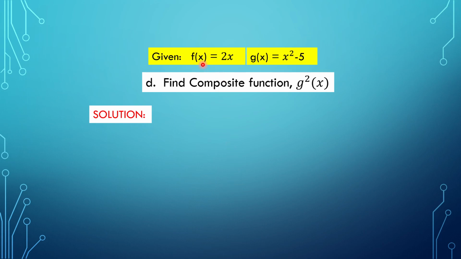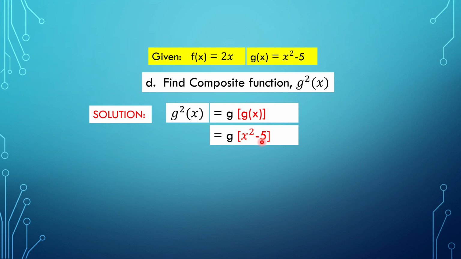Question D. You are asked to find the composite function g squared (x). So here, in order to find g squared, you can rewrite it as g(g(x)). The inner function is g(x). Change the g(x) as x squared minus 5. Now you have to prepare an empty bracket for the function g. Originally, it is x squared minus 5. So when you prepare the empty bracket, it becomes empty bracket squared minus 5. Now you can substitute the new object, that is x squared minus 5.